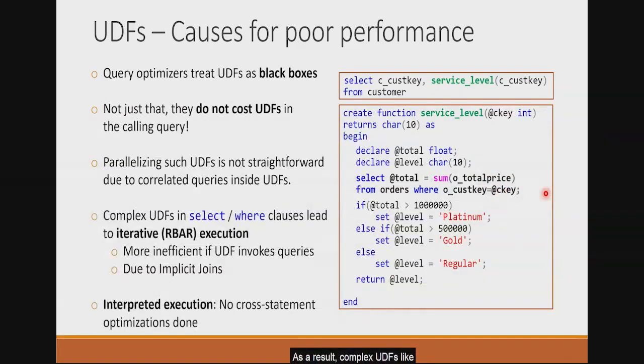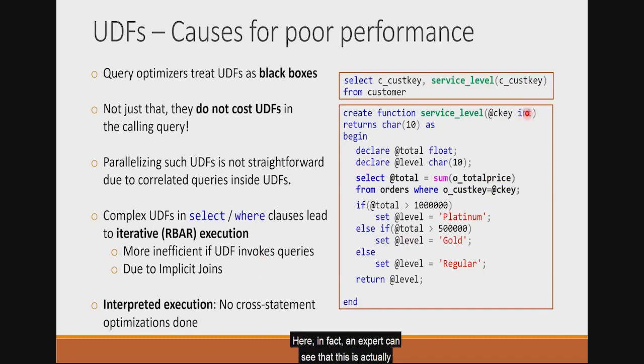So as a result, complex UDFs like these lead to what we call iterative or R-bar execution. R-bar stands for row by agonizing row, where for every tuple, in this example for every row in the customer table, the function is called and it executes this particular query for every row essentially. This is very, very inefficient, and that's what I mentioned here when I say it's due to an implicit join, especially when these things become worse.